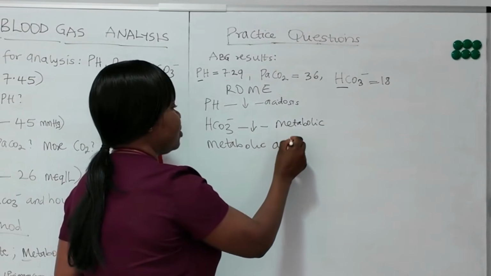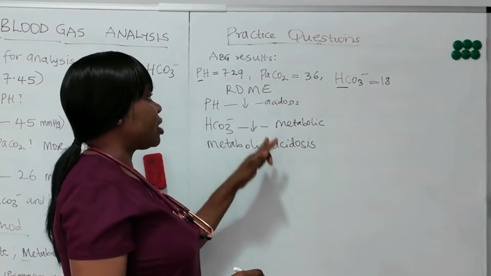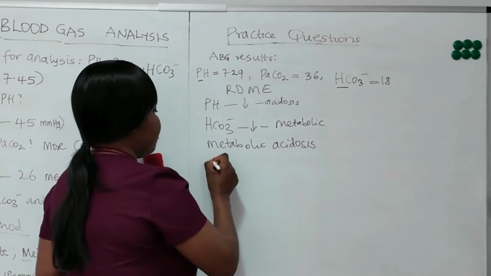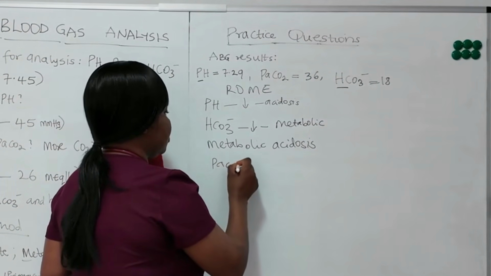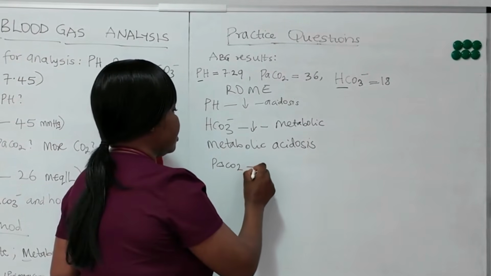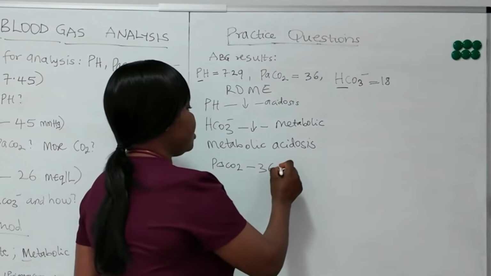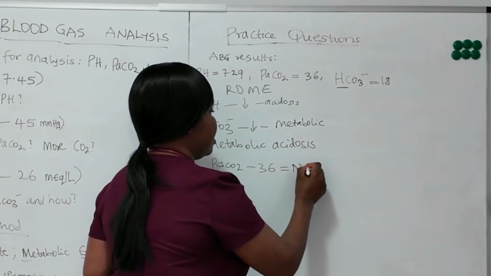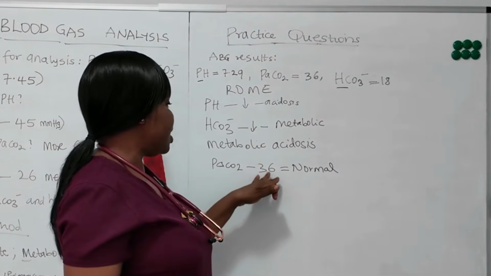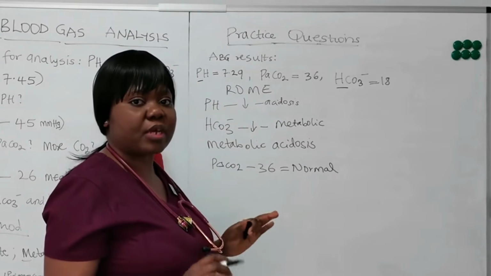issue, so metabolic acidosis. But we are not done yet, because if it is metabolic acidosis, then we want to know what the lung is doing. So look at the lung. PaCO₂, from what we see, is 36. The normal range is 35 to 45. So it's within normal. And that's showing us that this is not even a respiratory issue. Now, because the PaCO₂ is normal, it means the lung is not compensating. It's not helping to blow off the carbon dioxide.